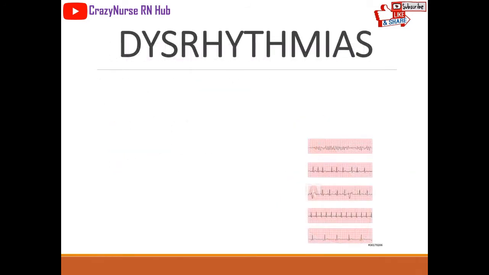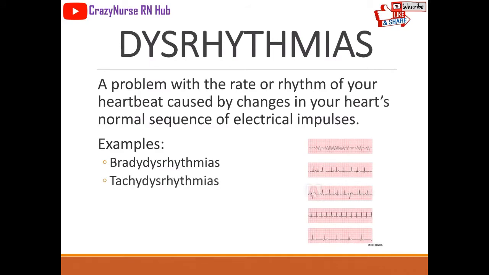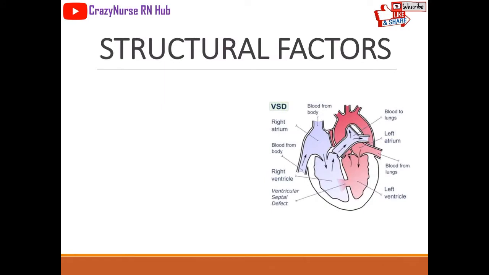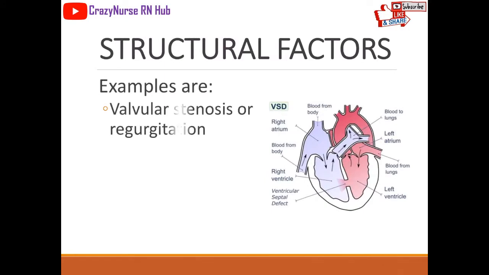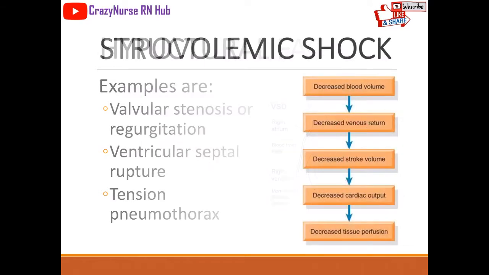Next, we have dysrhythmias. It is a problem with the rate or rhythm of your heartbeat caused by changes in your heart's normal sequence of electrical impulses. Examples are bradydysrhythmias and tachydysrhythmias. Also, we have the structural factors. Examples are valvular stenosis or regurgitation, ventricular septal rupture, and tension pneumothorax.